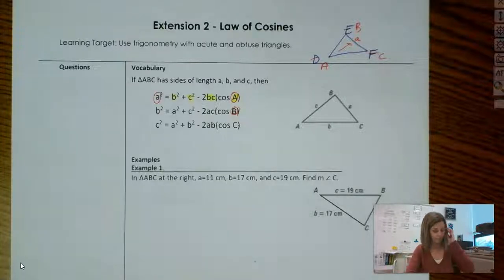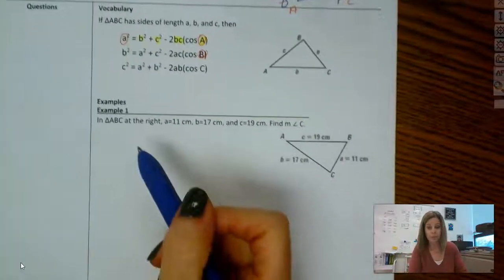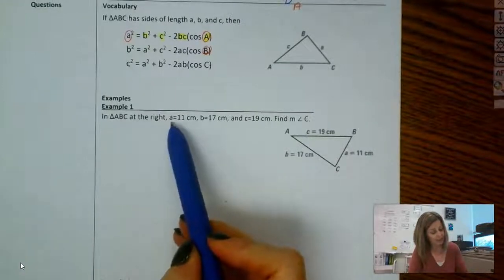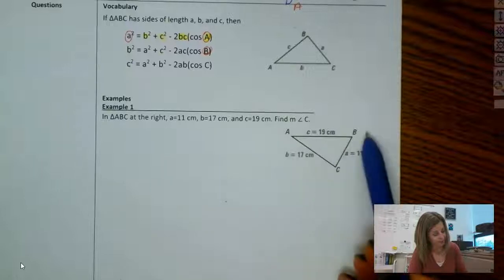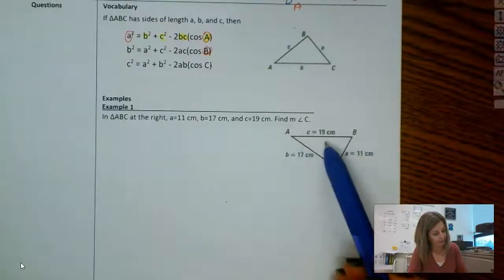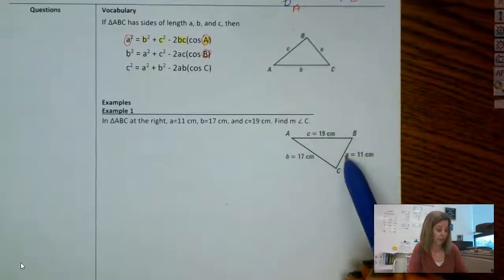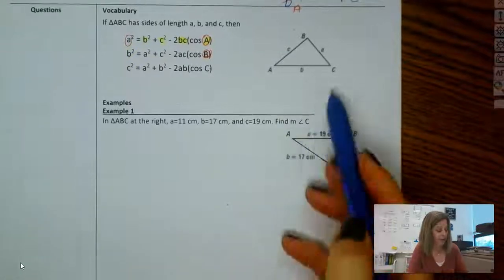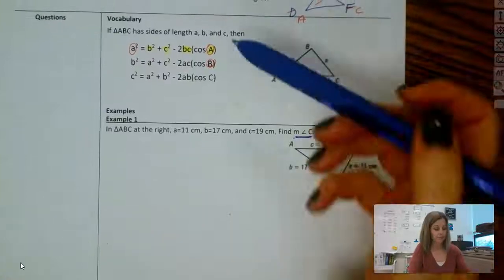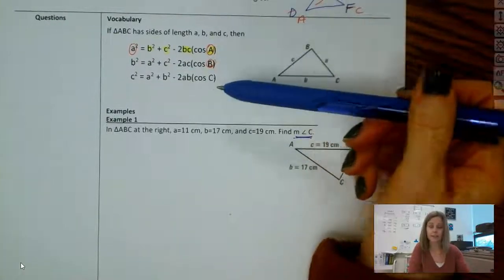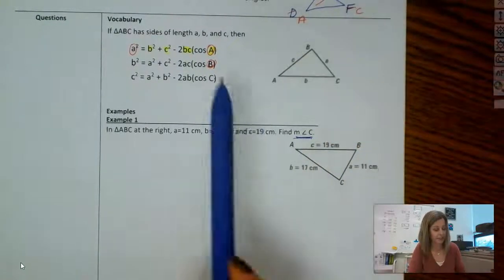Okay, so number 1 here, in triangle ABC, a is equal to 11, which is labeled, b is equal to 17, and c is equal to 19. Now, if those weren't labeled, I would have labeled A, B, and C. We want to find the measure of angle C. So in order to do this, I'm going to select the one that's going to help me find the measure of angle C.